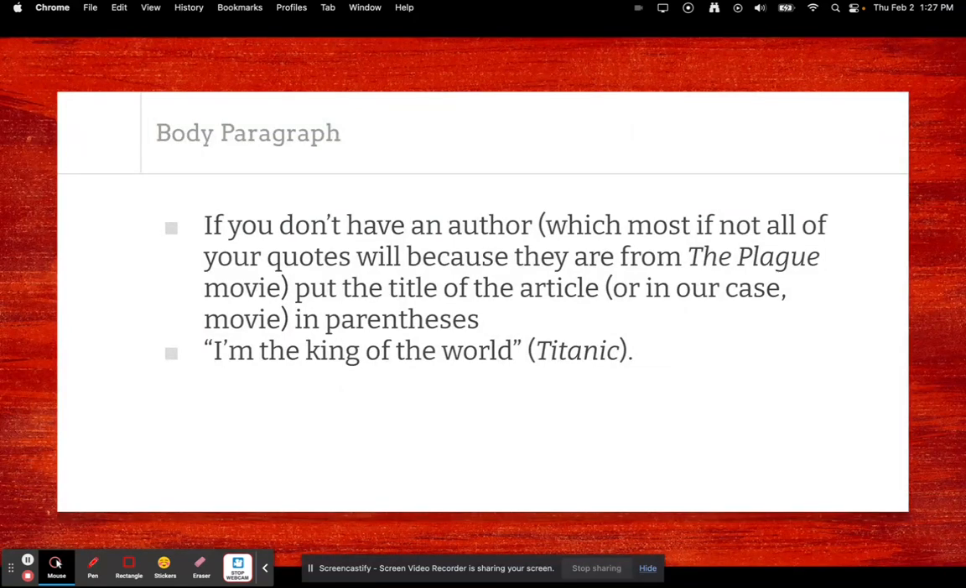If you do not have an author, which most of you are not going to have for your quotes, because your quotes are from the Plague movie, put the title of the article, or in our case the movie, in parentheses. An example would be quote, I'm the king of the world, quote, parenthesis, Titanic, italicized, parenthesis, period.